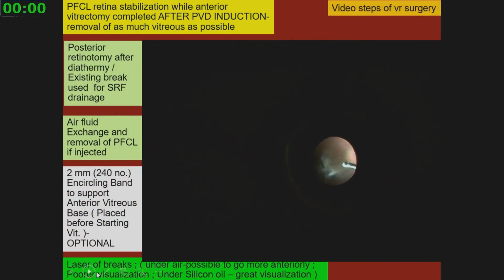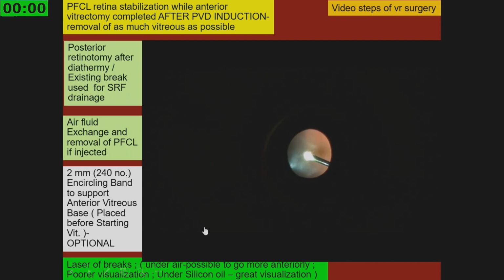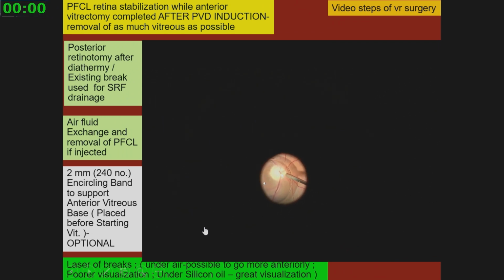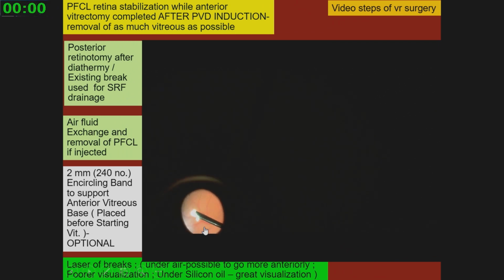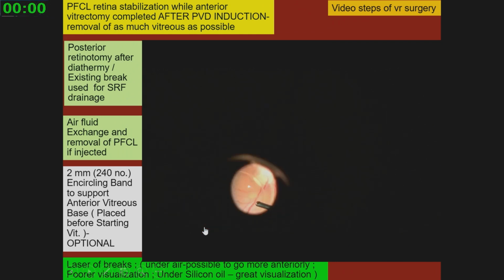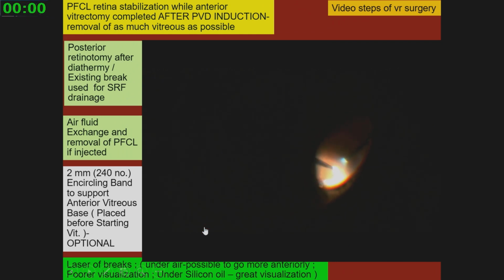This is just to show you a simple vitreoretinal surgery. First you do the vitrectomy, and after you've done the PVD and the posterior vitrectomy, then put the PFCL to stabilize the retina. You will see the anterior retina becomes absolutely stable for you to do a vitrectomy. It's not likely to come into the port after that.